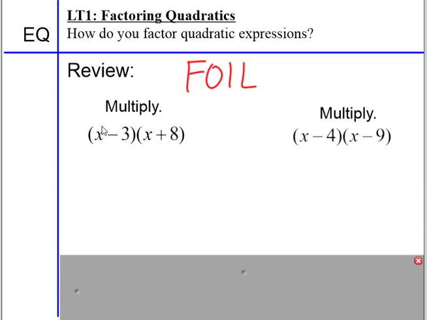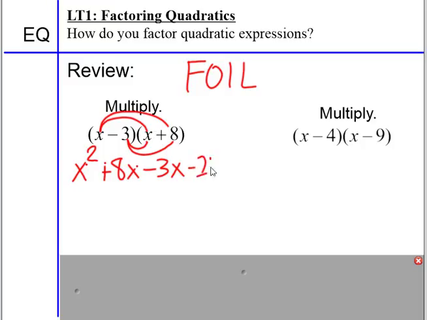First we multiply the x times the x, and we get x squared. Then we multiply the x times the 8, and we get 8x. We multiply the negative 3 times the x to get negative 3x. And we multiply the negative 3 times the positive 8 to get negative 24.